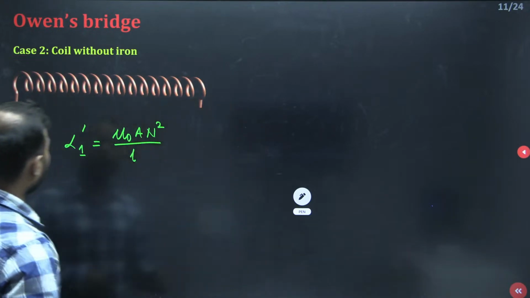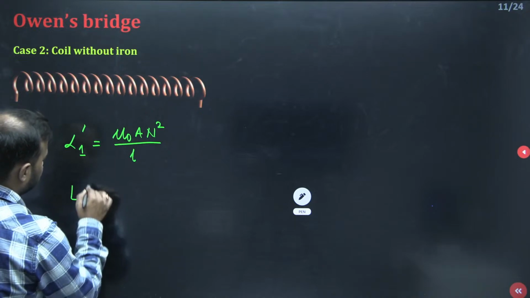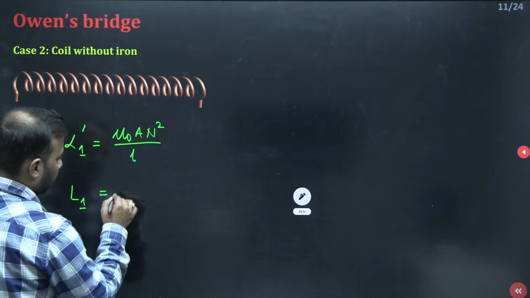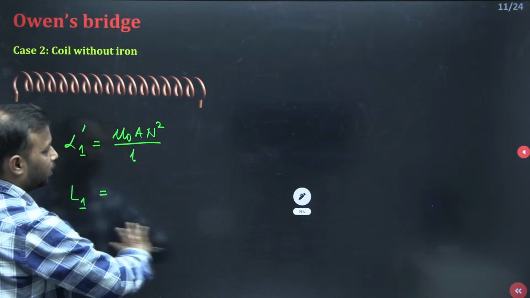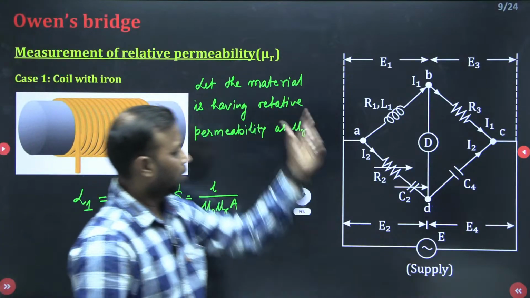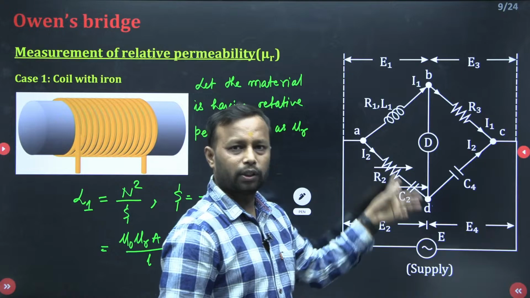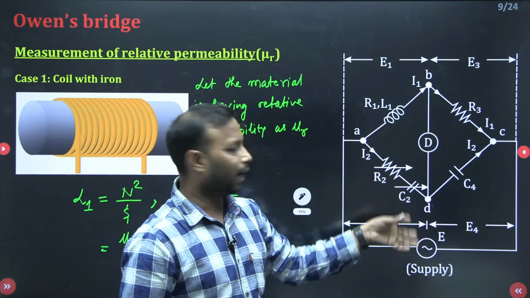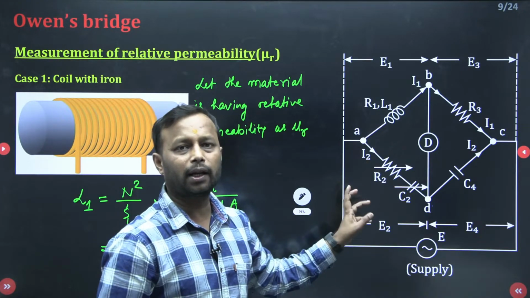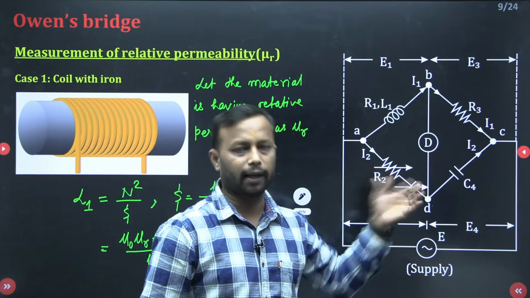Now in this case, balance the bridge only with the help of a resistor. Look here, this is R2, this is C2. So these are in my hand. By the help of either of these two parameters, I am going to balance the bridge again.